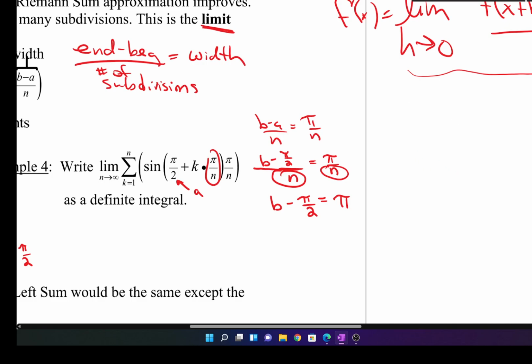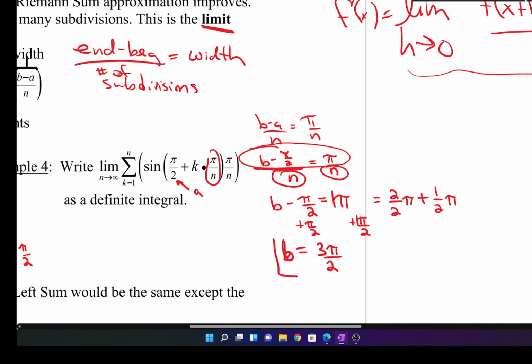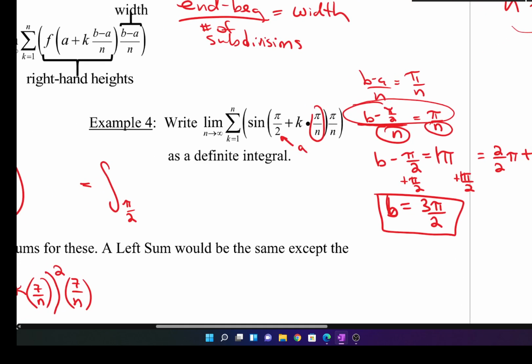All right, so I was just trying to say, I'm just focused on this part. And now what do I have? I'm going to add a pi over 2 to both sides. And I end up finding out that b equals 1 pi plus another half of a pi, which means that I have 3 halves of a pi. Now I'll show my work here. This is the same thing as 2 over 2 pi plus 1 over 2 pi. And that means that I have 3 halves of a pi. All right, so that's what b is. And so I'm coming back over here and I'm saying this is 3 pi over 2.